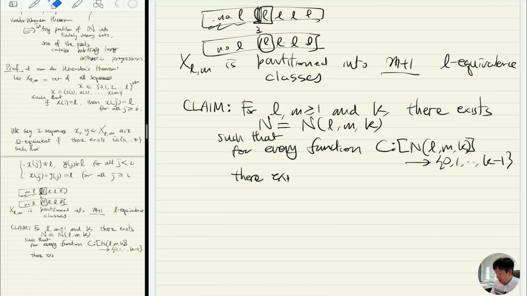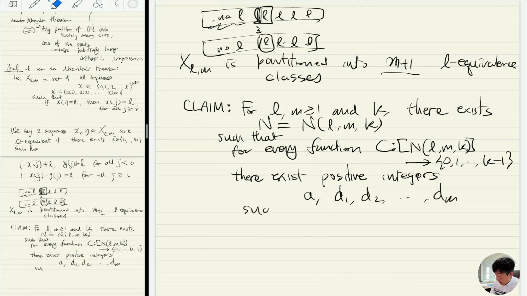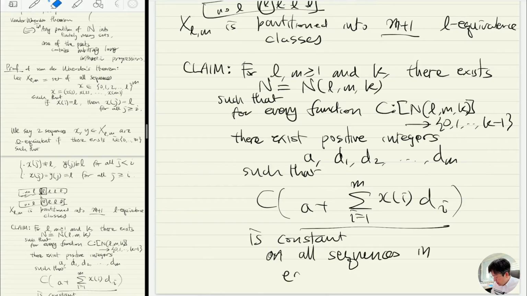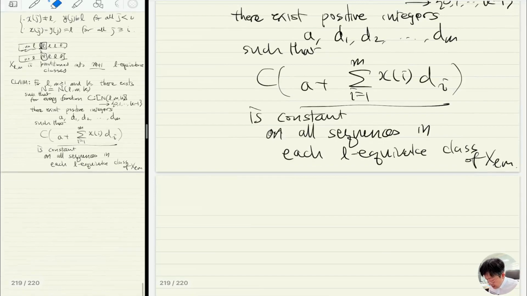There exist positive integers a, d1, d2, up to dm, such that when you evaluate this function for all numbers of this form, a plus the sum of x_i times d_i, it is constant on all sequences in each L-equivalent class, in each class of X_{L,M}. So that is the claim.